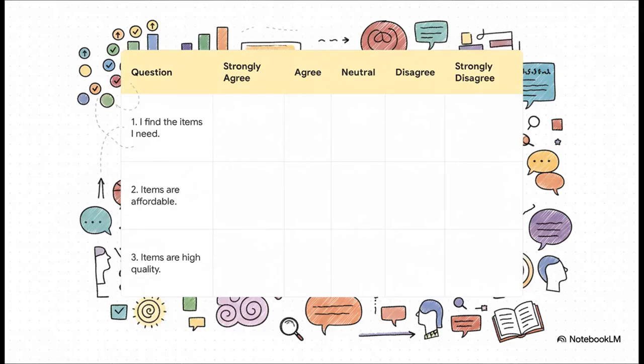All right, let's make this super practical. Here's a classic customer satisfaction survey. See, we've got 3 simple questions about a store. Are the items in stock? Are the prices good? And is the quality any good? And look at the scale. People aren't just saying good or bad. They get to choose from strongly disagree all the way up to strongly agree. And behind the scenes, each one of those answers has a number, usually from 1 to 5.